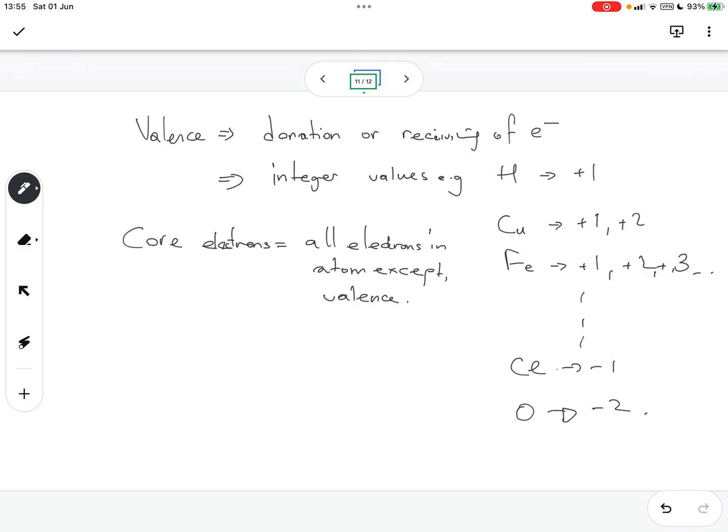So when something has a valence of +1, it must combine with something with a valence of -1, and then you can have a net charge or a net valence of 0 on the molecule.